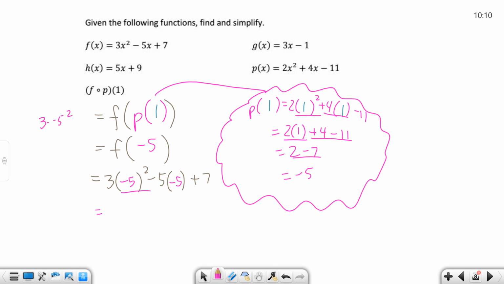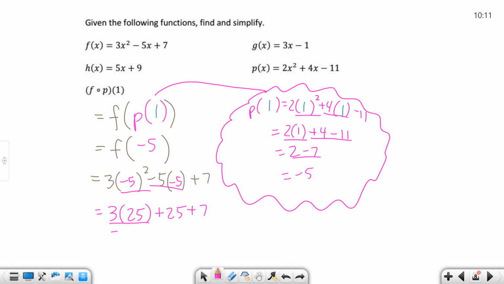You can't do it without them. That's wrong, that is disgustingly wrong. So if you do that, don't do it. Hopefully your teacher doesn't do that. I'm sure they know and they don't do that, all right? So then 3 times what? 25, because negative times negative is positive. And then here, I can go and multiply. Negative 5 times negative 5 is plus 25, and then plus 7. So I'm going to multiply 3 times 25 and get 75, right?